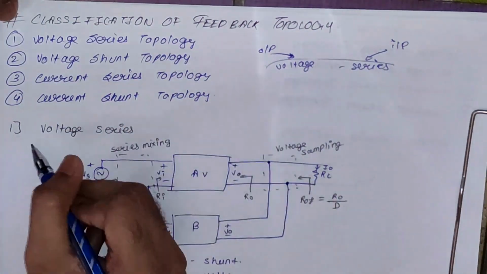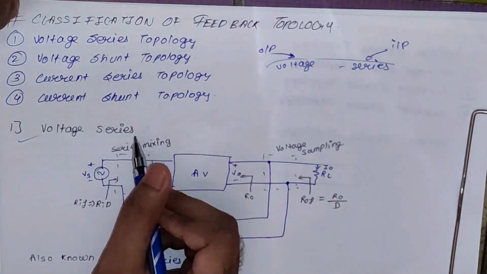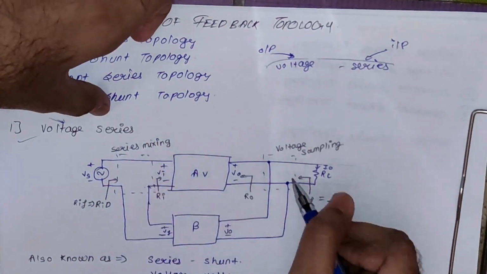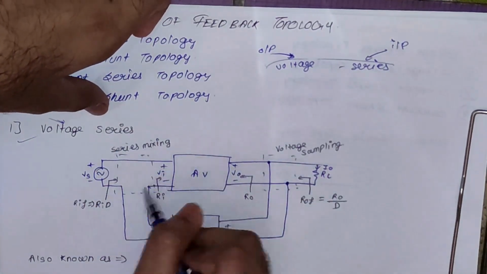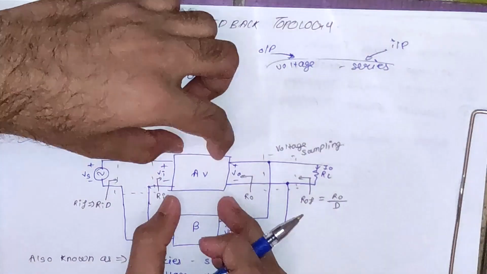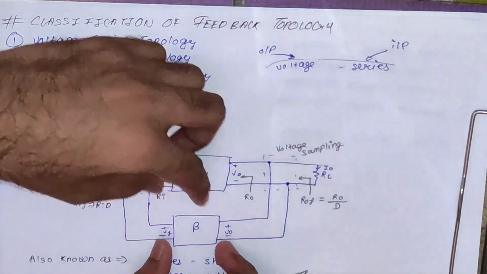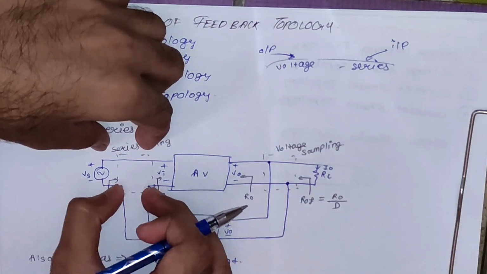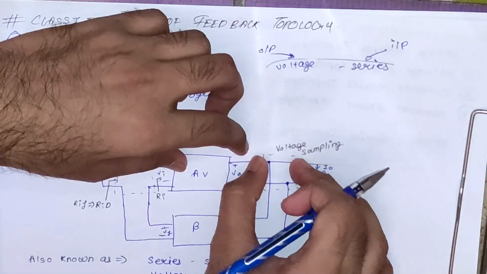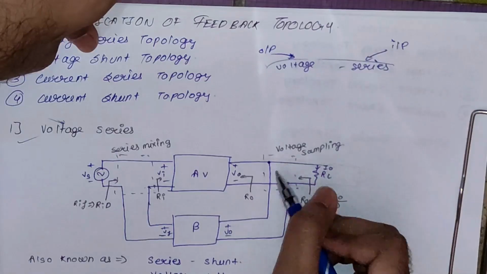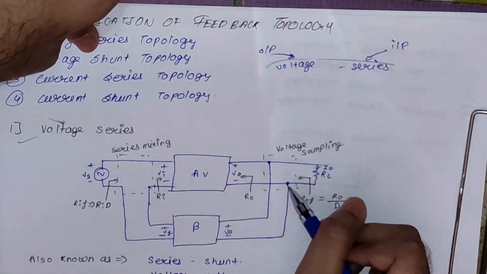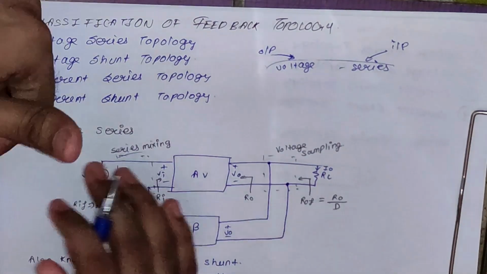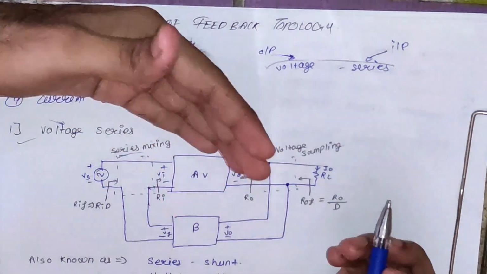So first one, let's see, we have a voltage series. Basically we have a voltage sampling and a series mixing. So you can see we are having a voltage sampling here and we have a series mixing here. This is our open loop gain, this is our feedback factor, and you can see this output voltage is getting mixed in series, and here the output voltage is taken. So you can see for voltage sampling we have a shunt here and for voltage mixing we have a series here.